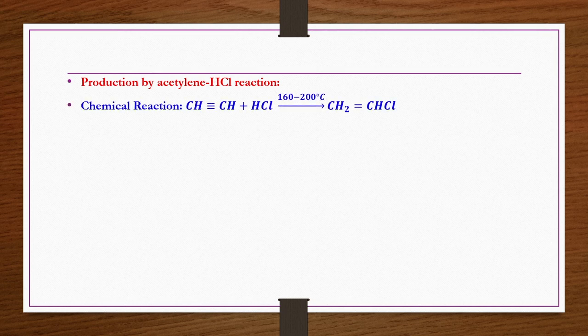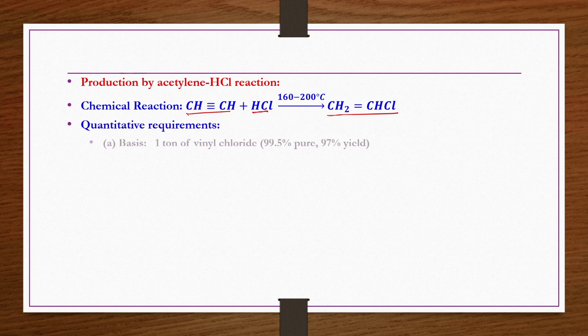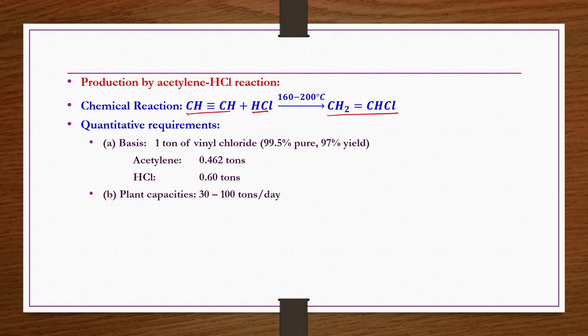Now we discuss another process of vinyl chloride monomer preparation, that is production by the acetylene HCl reaction. In this reaction, acetylene reacts with HCl at 160-200 degrees centigrade and gives vinyl chloride monomer. Quantitative requirements: basis 1 ton of vinyl chloride, 99.5% pure at 97% yield. Acetylene required is 0.462 tons. Hydrochloric acid required is 0.6 tons. Plant capacity is usually 30 to 100 tons per day.